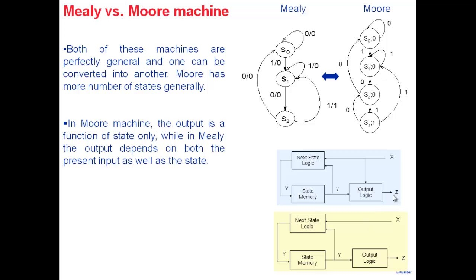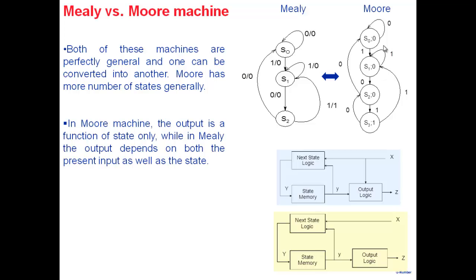And because of this direct dependence of Z on X as well as present state, the Mealy machines are in general more efficient, in the sense that you can implement them with a lesser number of states as compared to a Moore sequential system. Now, in this particular example, here there are 4 states and here there are 3 states. If we try to minimize the state memory, we'll still require 2 bits to implement this, and we'll still require 2 bits to implement this. So there doesn't seem to be too much of a saving.